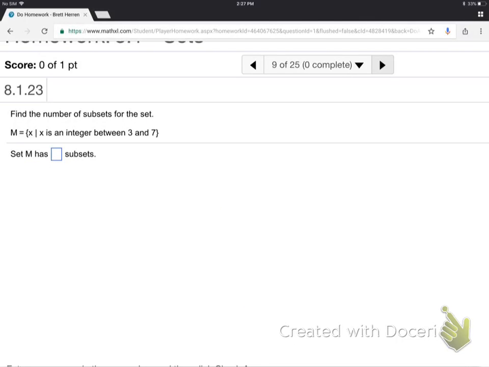Okay, want to try that one? Find the number of subsets for the set. First off, you've got to find the set itself and how many things are in there. Hey, that's not very clear. What do they mean between 3 and 7? Do they mean including the 3 or not? That's not very clear. I don't like that. Yeah. So when they say the word between, they're not including the 3 and the 7, which I guess is technically what it means. So M is 4, 5, and 6 only.